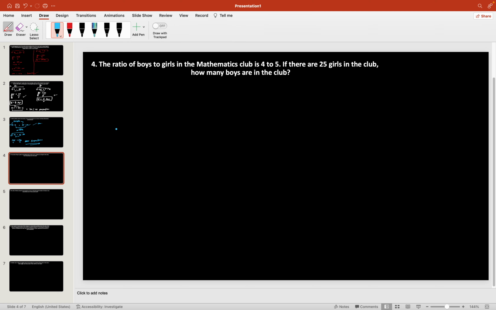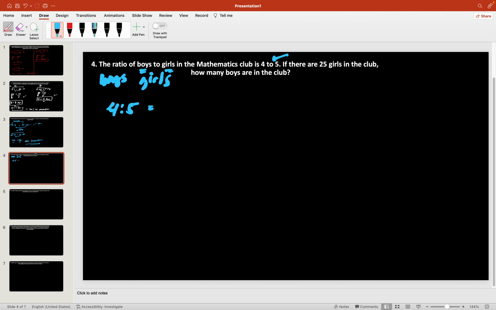Okay, so next, number 4. The ratio of boys to girls in the mathematics club is 4:5. If there are 25 girls in the club, how many boys are in the club? Okay, so ratio natin, we have 4:5. These are for the boys, since nauna yung boys natin na sinabi dito. And then the ratio or the number of boys will be 4. And then yung 5 natin, which is second siya dito, we have the girls. 4:5. Okay. So if there are 25 girls, so given natin is 25 girls.